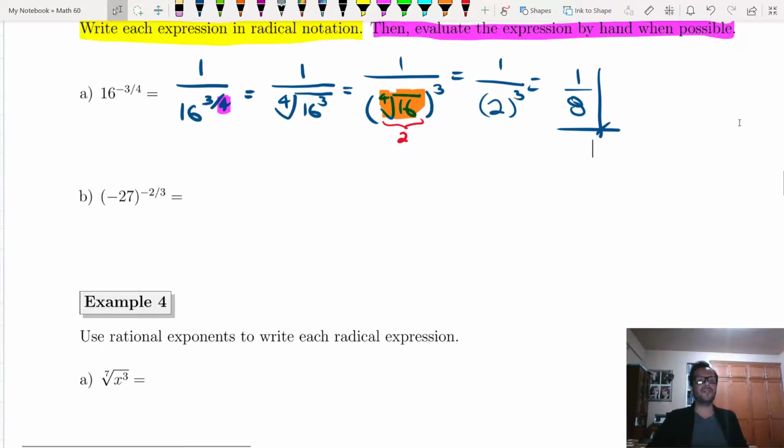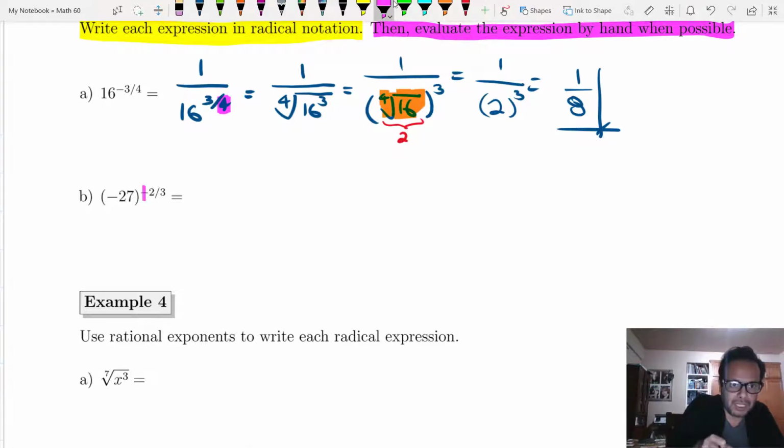Let's do the second example, example B. For example B, we have the number negative 27 raised to the negative 2/3. So there's a couple of negative signs going on here. Number one, which negative sign do we take care of first? The one in the exponent. Let's change that to positive by sending the whole quantity, including the parentheses and the negative sign inside of the parentheses, the whole thing down to the denominator.